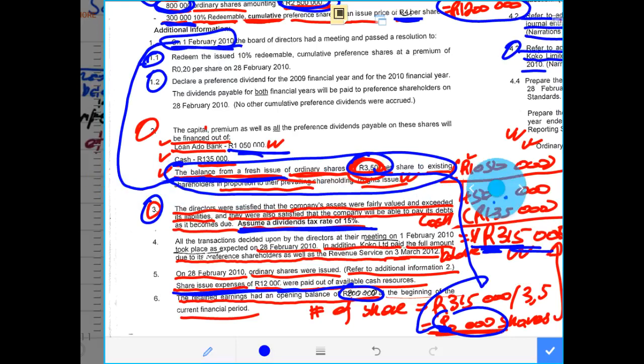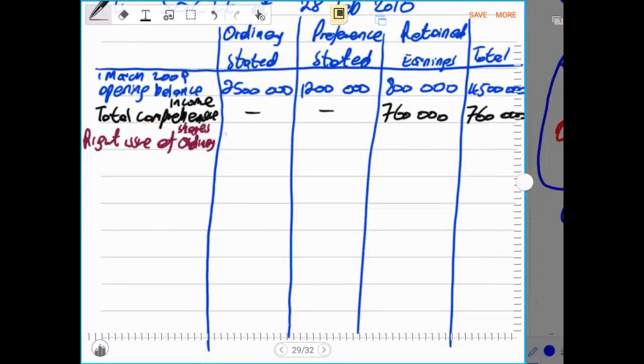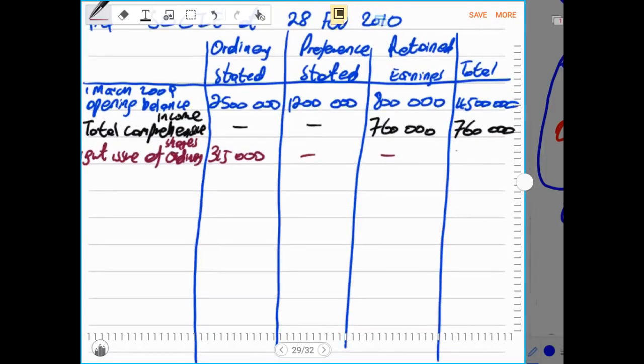So now let us just record that as it is, 315,000, and go straight under total again, 315,000, because there's no other column that affects ordinary except the column of ordinary.